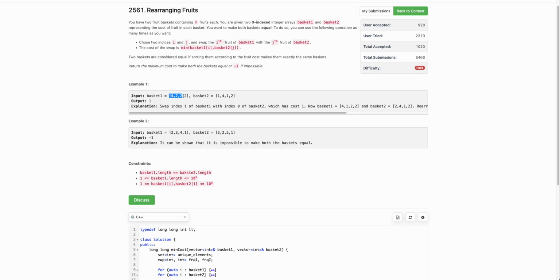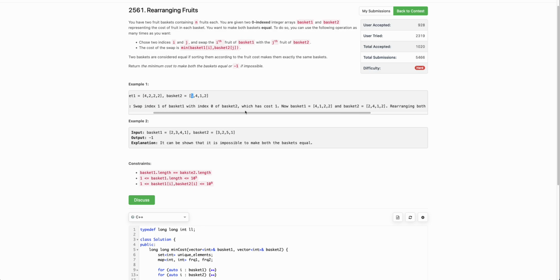Let's say this is the two baskets, right? And now if you swap the first index of the first basket with the 0th index of the second basket, what will you get? You will get 4122 and 2412, right? So this will be your final basket. And now what is the cost of this swap? You have swapped this 2 with 1. So the cost would be the minimum of 2 and 1, which is 1.